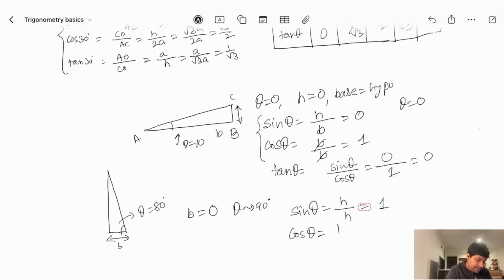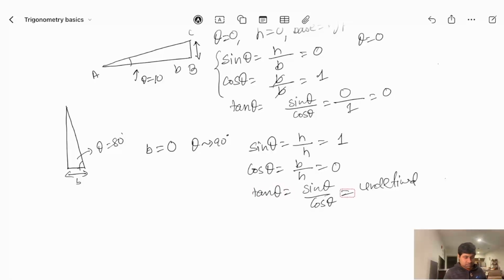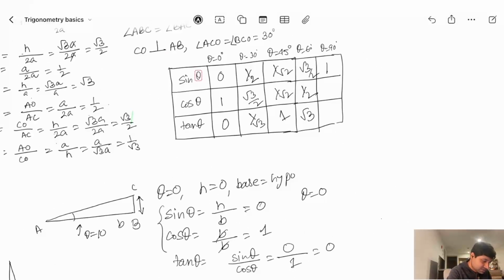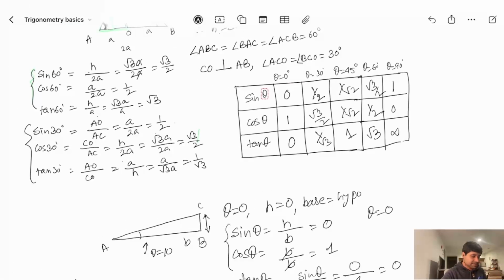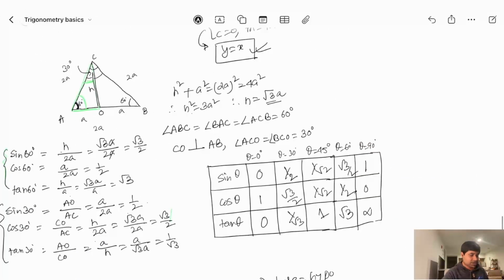Cos theta will be your base divided by height, which is eventually 0 because there is no base, and tan theta is nothing but, generally we speak about, sine divided by cos, so it is undefined because there is no way you can determine it because the cos value is 0 right now. So if I simply put in the data, sine 90 is 1, cos 90 is 0, and tan is undefined for the time being. In that way you can easily calculate all the values of sine, cos and tan using triangles.